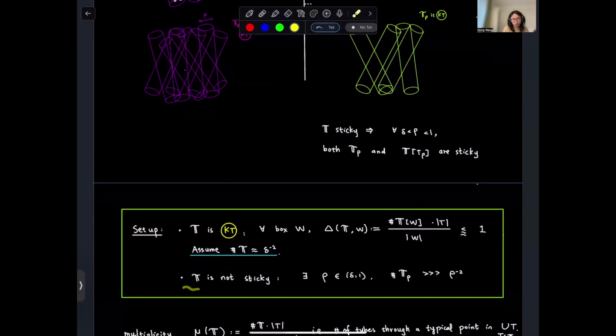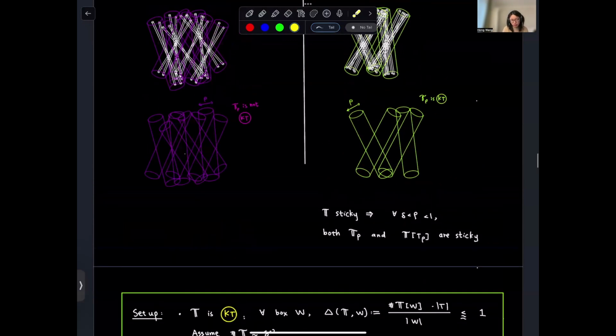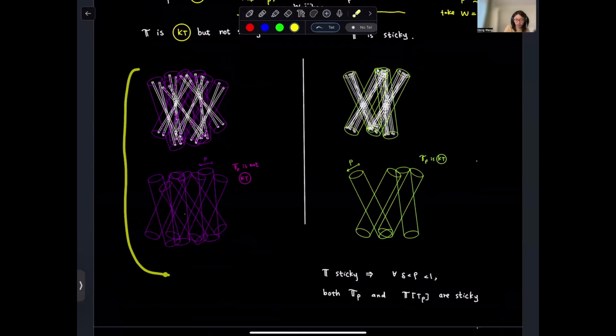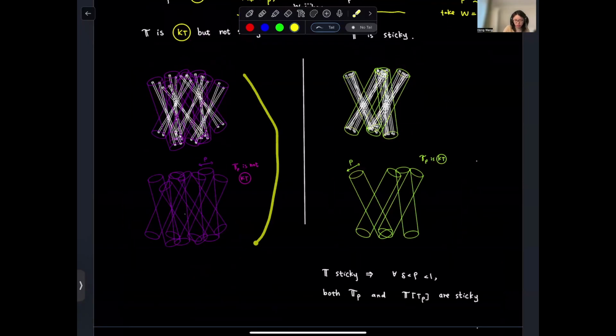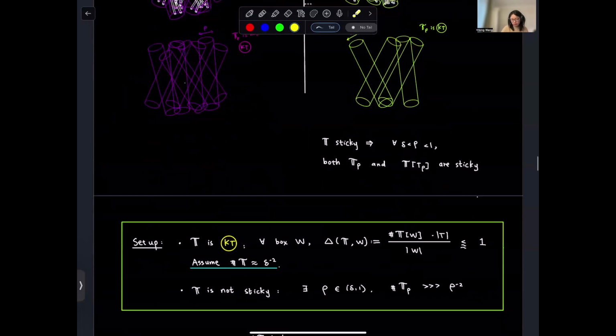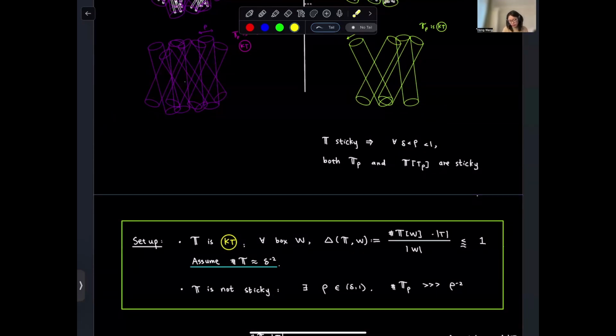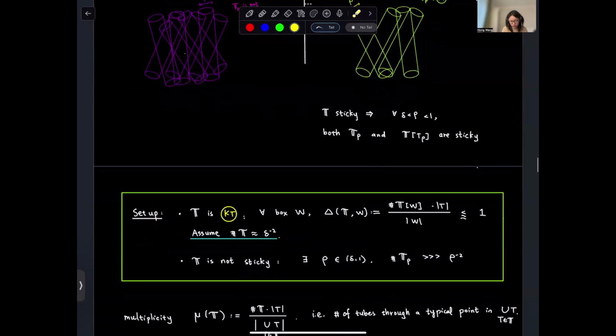Since we know how to prove the theorem when the set of tubes is sticky, we might as well assume that it is not sticky. In particular, it should look like the picture on the left-hand side, not like the picture on the right-hand side. So we are looking at some tubes of this shape, which means there exists some rho such that the number of rho-tubes is much larger than rho to the minus 2.